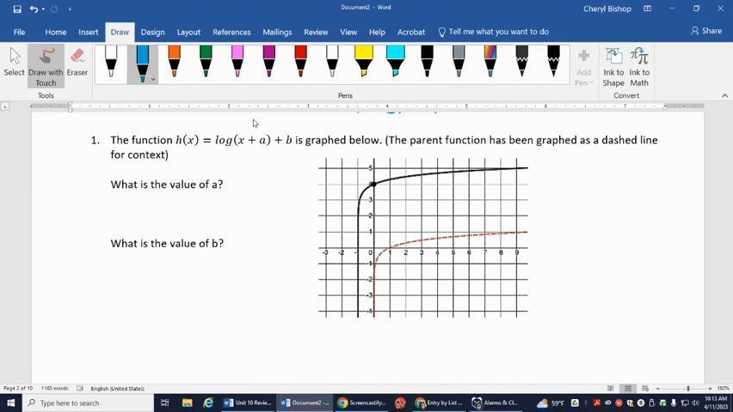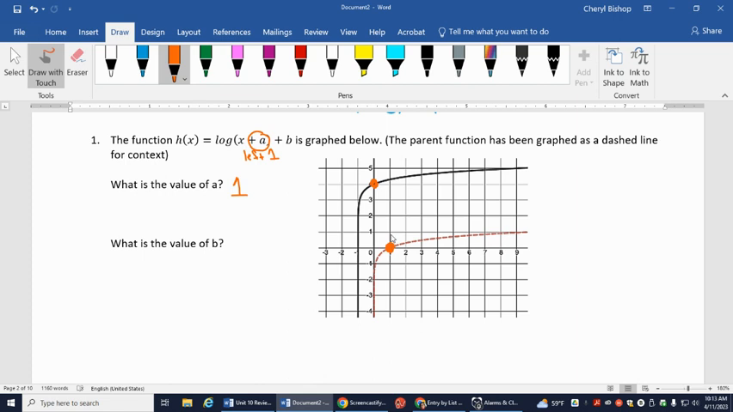So if I look at my parent function and I compare this point right here to this point right here, my a value is moving left and right. Which direction did I move to get from the dotted line to the solid line? Left or right? Left. How much? Left 1, right? I have to move back 1 to get there. So left 1, which means what am I going to put here for a? Plus 1, so positive 1.